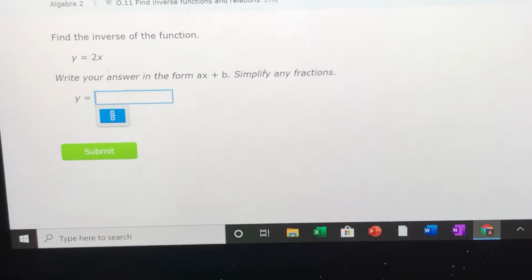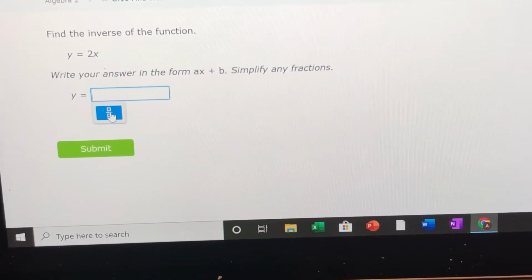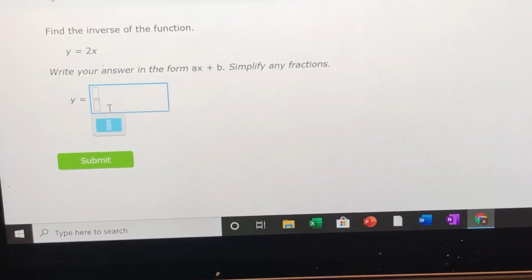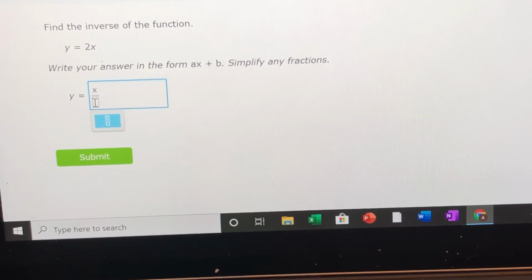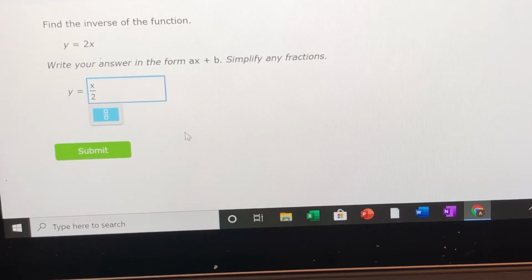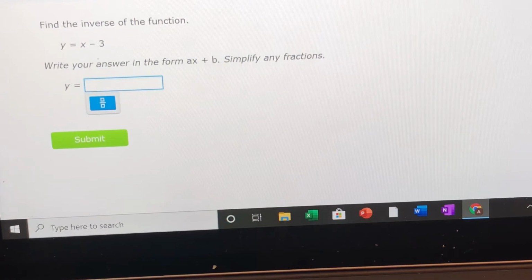But let's see what we have here. It looks like we could use this to make a fraction. So let's just put x over 2 and see what it says. X over 2. So y equals x over 2. I'm going to hit submit, and it says we got that one right.